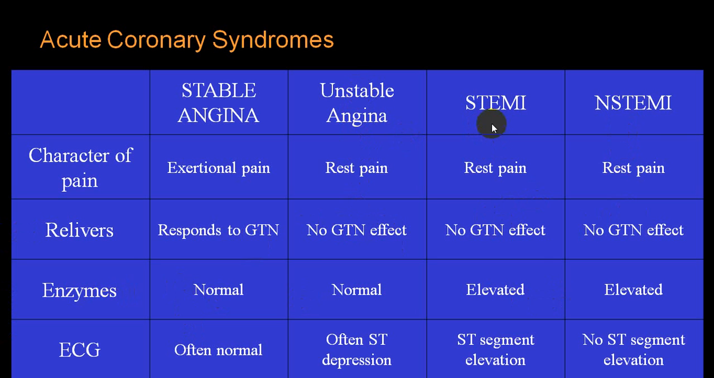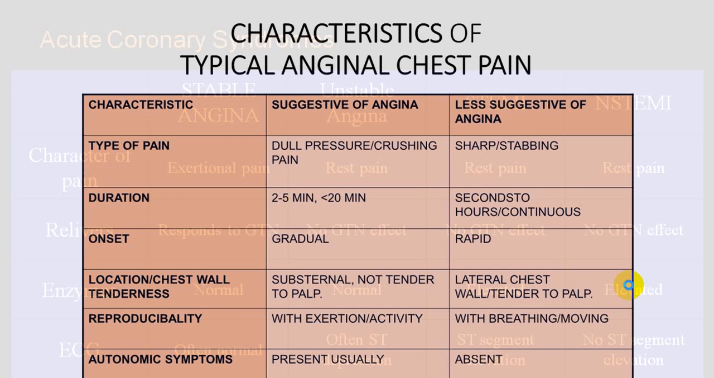Enzymes will be elevated in STEMI and non-STEMI, while it will be normal in stable and unstable angina. ECG is usually normal in stable angina. Very rarely it will show you T wave changes. Unstable angina will have a ST depression, which will be persistent ST depression. While in STEMI it will be ST elevation, while in non-STEMI there will be ST depression. ST depression more than 2 small squares with elevated troponin or CPK enzymes.